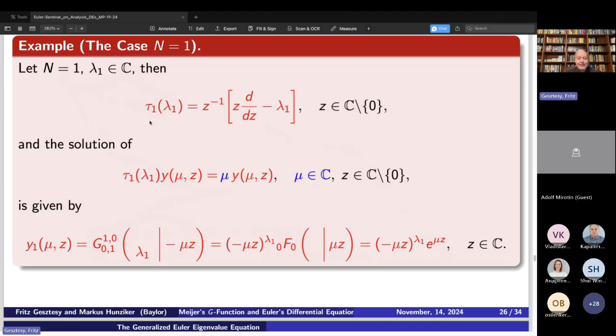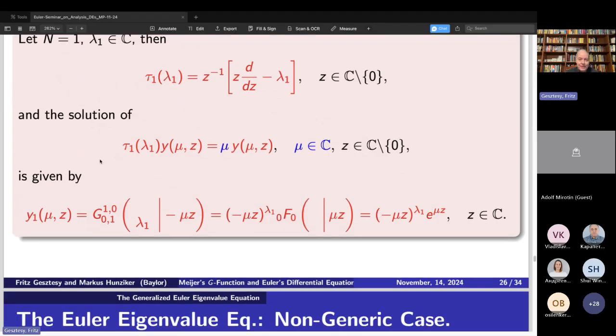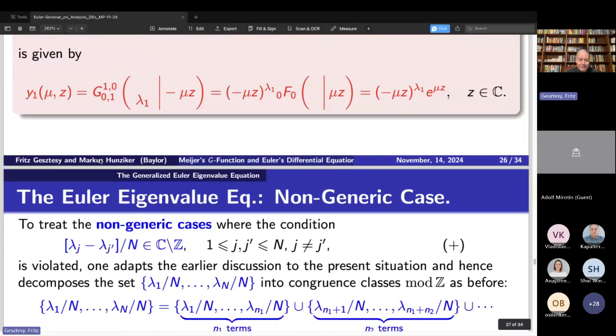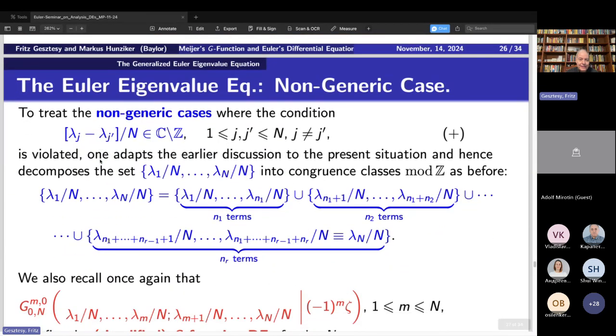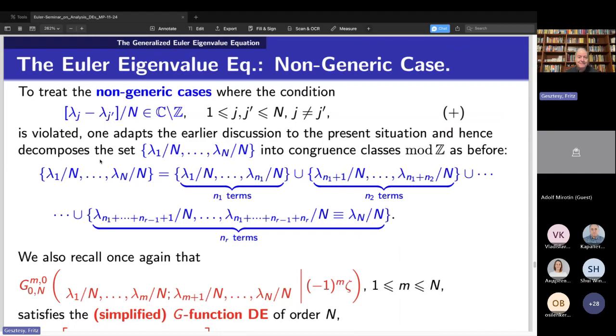Already the case n equals 2, as you will see, I have an example for that also, is quite a bit more involved. I leave you in suspense for that for a little while. And so we go to the non-generic case. All right. So now this condition, this was the generic condition, will be violated.